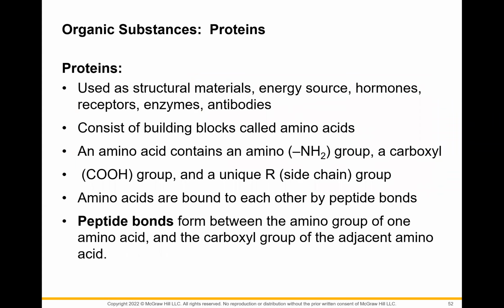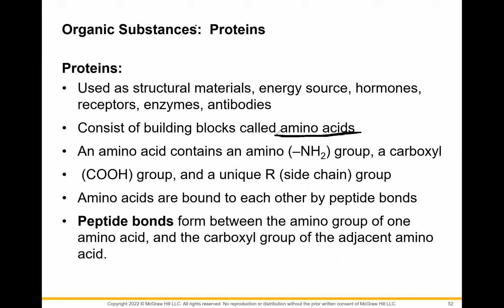Now, the very next macromolecule, now that we've talked about carbohydrates and lipids, are proteins. Proteins are the workhorse of the cell. They are used as structural materials. They are used as transporters. They're used for energy. They're used for hormones, antibodies, and especially enzymes. And they are made up of what are known as amino acids. So I do want you to know that this is the building block for proteins.